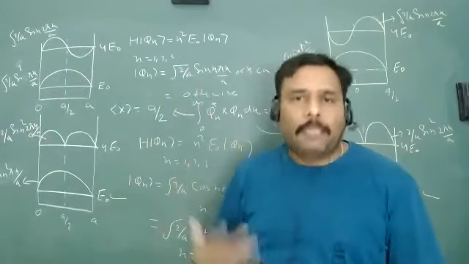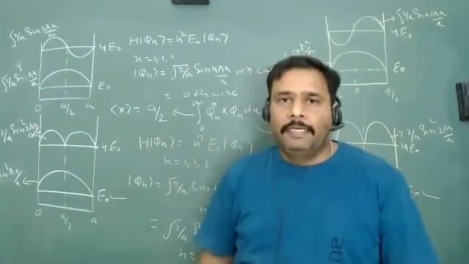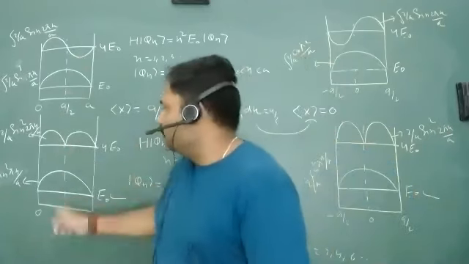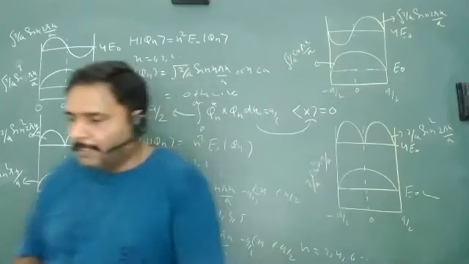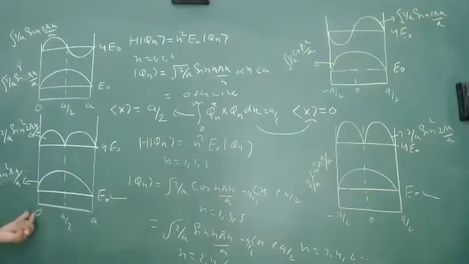Yes, it's a mathematical compulsion, such that it should justify our physics. Physics is always the same. What will be the area under the curve? The area under the curve is 1 because it is normalized. If I ask you what the probability is that the particle will be found between 0 and a by 2, you will surely say 50% because this is symmetric. The probability density is exactly symmetric about the center.